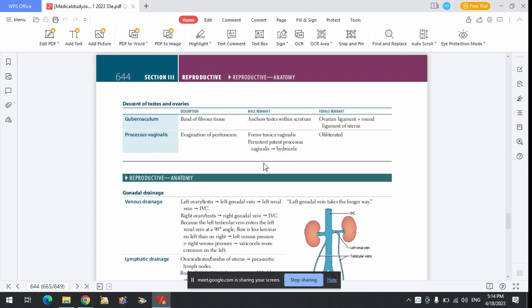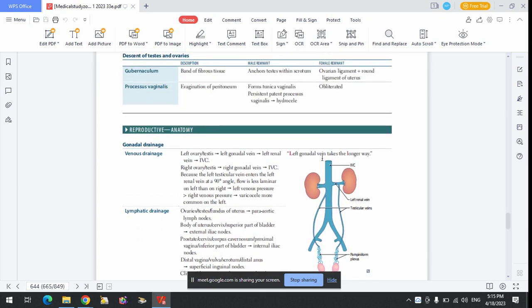So you are supposed to expect obliteration of that peritoneum in females. But in females too, it can persist and open, and we call it canal of Nuck. You guys don't actually need it, but you should just know it for your academic stuff. Canal of Nuck, and it can contain fluid. So if fluid is there, we call it canal of Nuck cyst. Okay, so let's move down to, I hope you guys understand it.